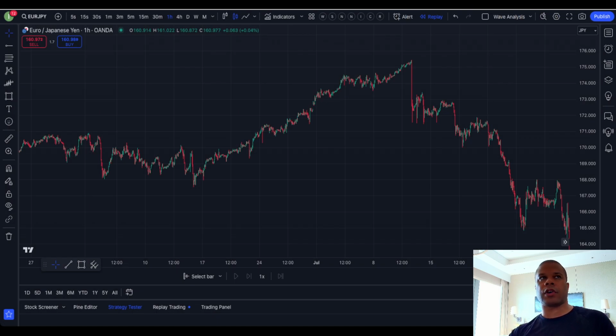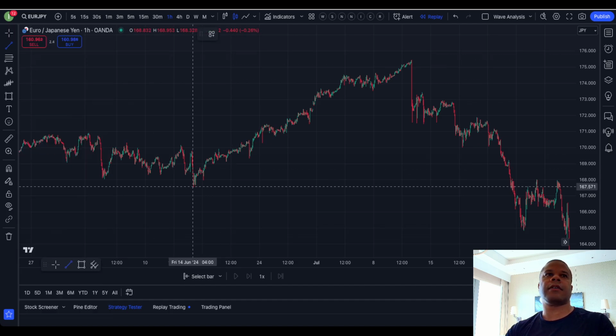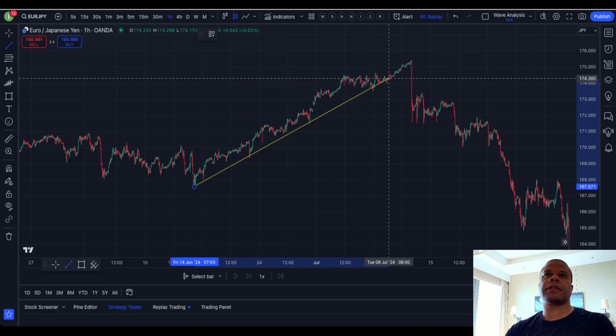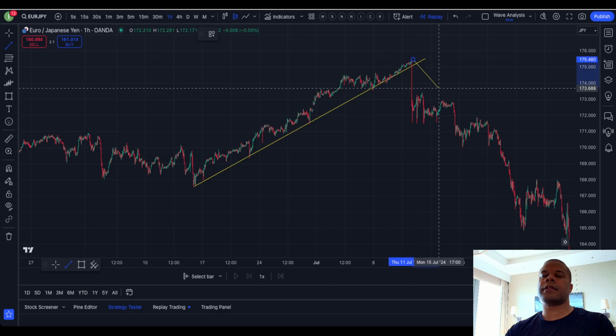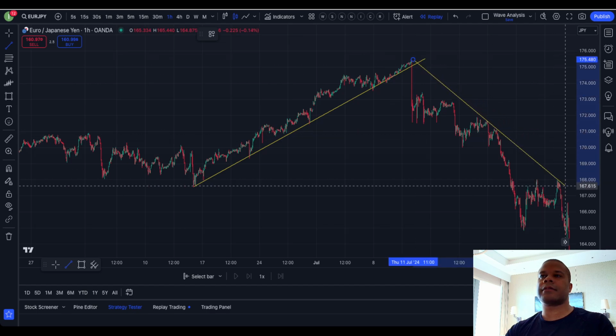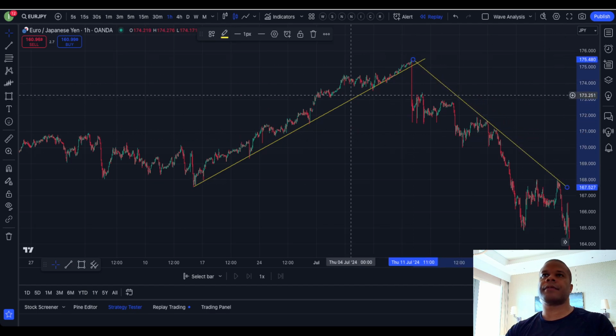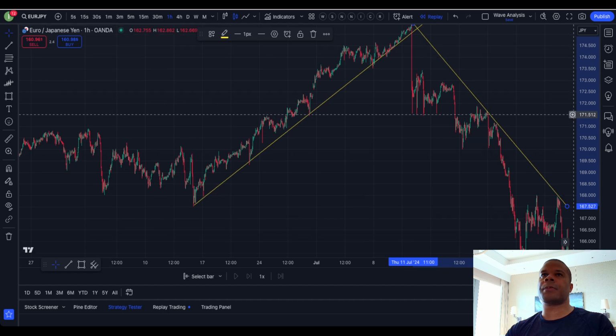If we go to our chart here, I'm looking at Euro JPY, and I want you to notice how the market is trending up, and then the market broke and started trending down. Okay, now let's look at this uptrend for a second.